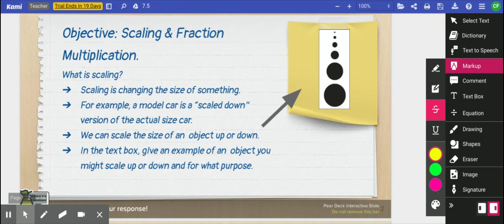When you're doing this on your own, this is going to be an interactive slide. And on the side, it's going to say in the text, give an example of an object you might scale up or down. Okay, so if you can do that, that would be awesome.